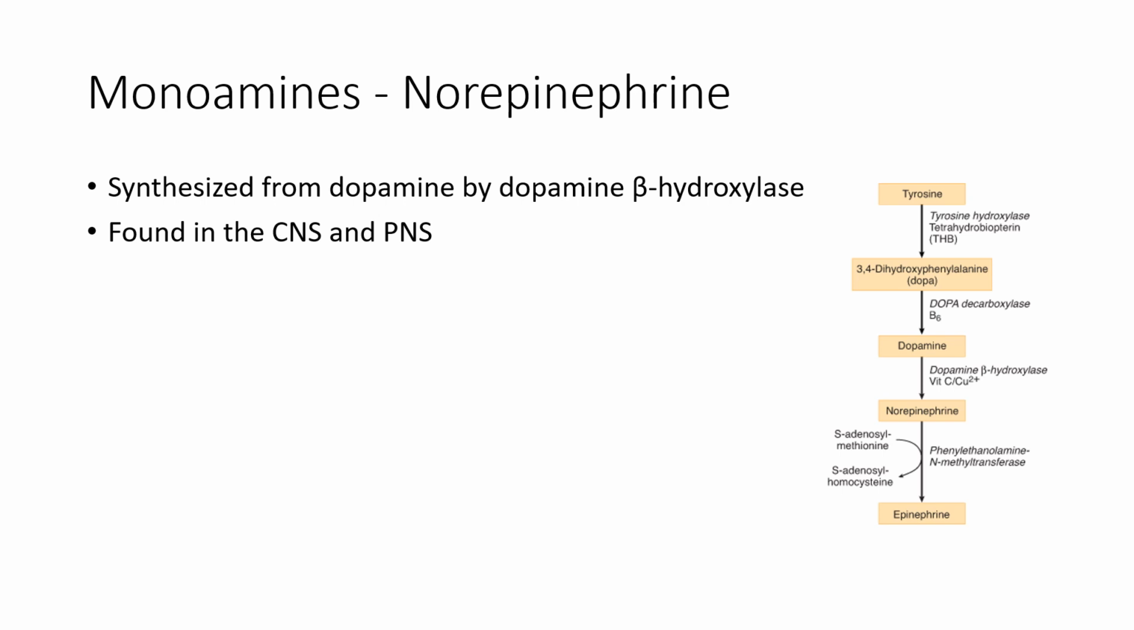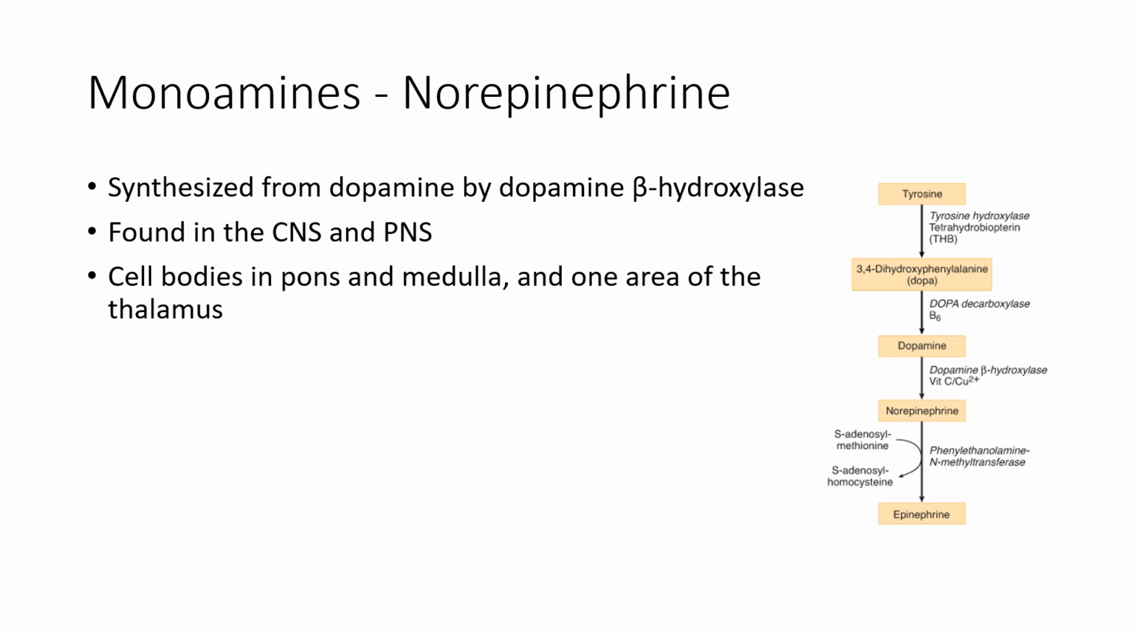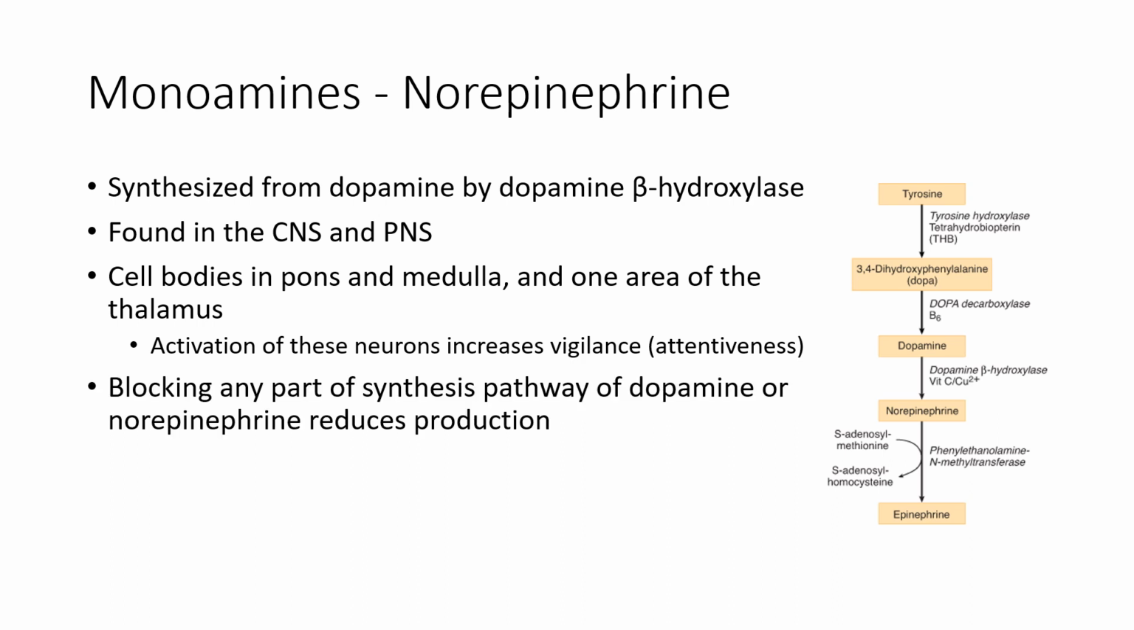Norepinephrine is found in both your central nervous system and your peripheral nervous system. Cell bodies that are involved in the norepinephrine system are located in the pons and in the medulla of the brain, and in one area of the thalamus. So activation of these neurons, we think, is related to an increase in vigilance, or just attentiveness to what is going on around you. Blocking any part of synthesis of dopamine or norepinephrine will reduce production of norepinephrine.